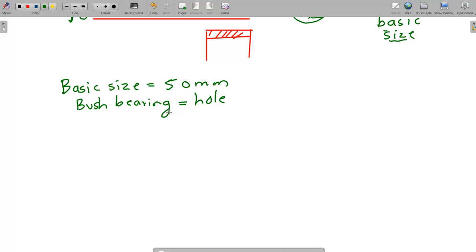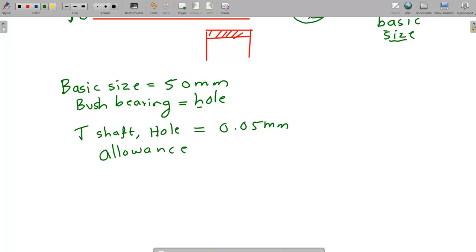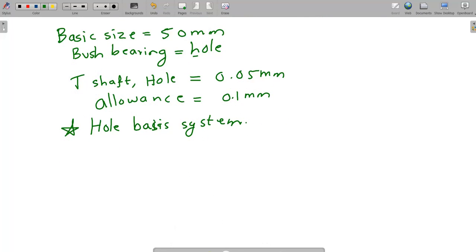The tolerance for both shaft and bearing. So the tolerance for shaft and bearing, that is hole. Bearing will always be equal to hole. So tolerance for shaft and hole is equal to 0.05 mm. And allowance is always equal to 0.1 mm. And one more thing is given, that is hole basis system. So from this data I will try to draw the diagram.